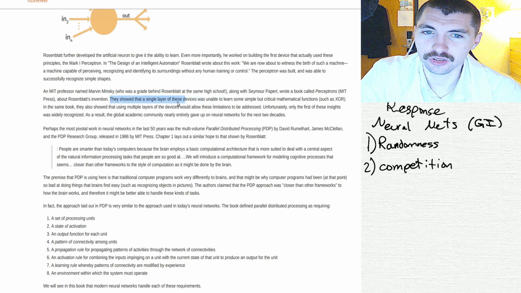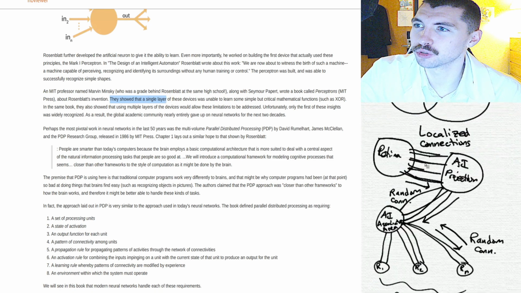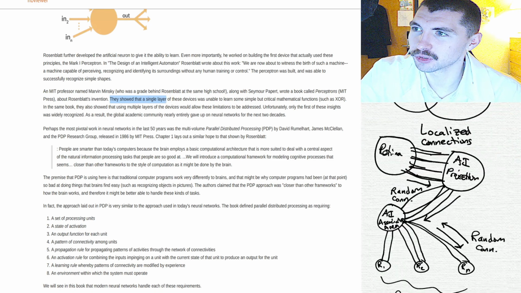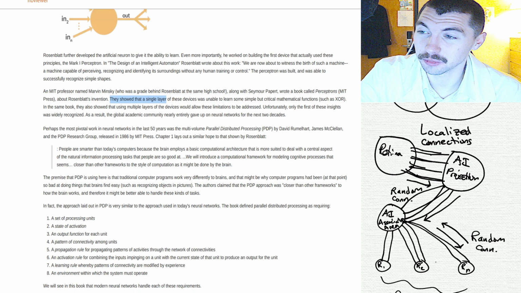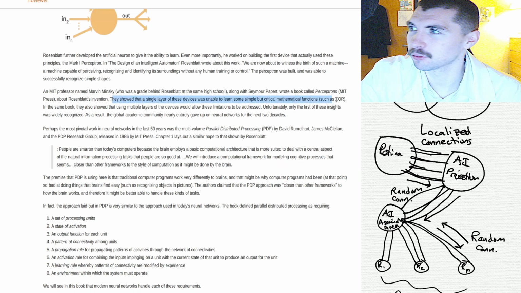Anyways, everything that they showed were single layer devices. I'm not sure what they mean by single layer devices. What Rosenblatt is describing is kind of multi-layer. I mean, you have one layer here, one layer here, one layer here, and then maybe three. It depends, I'm not really sure what this textbook means by that.